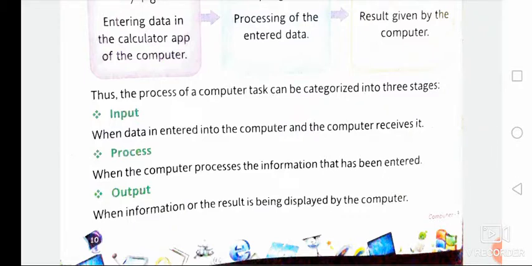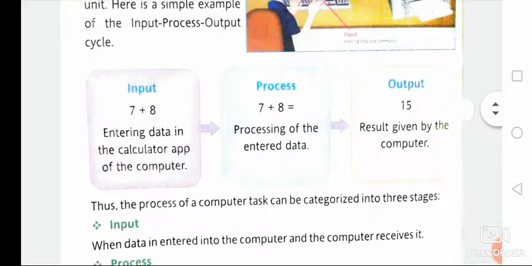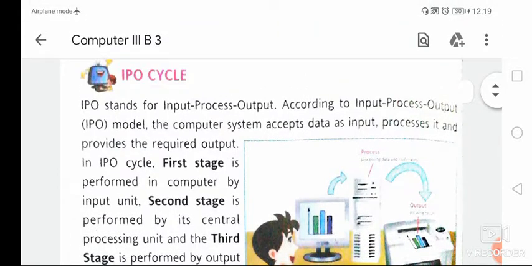Input, when data is entered into the computer and the computer receives it. What is process? Process means when the computer processes the information that has been entered. Third one, output, when information or result is being displayed by the computer. Okay, so IPO means input, process, output.